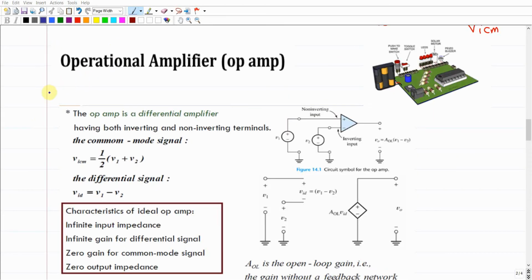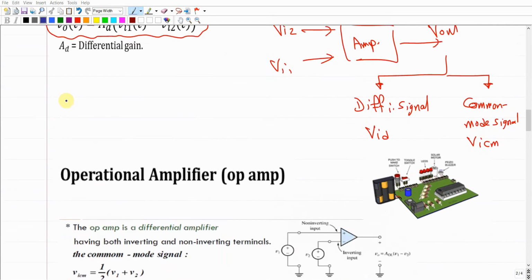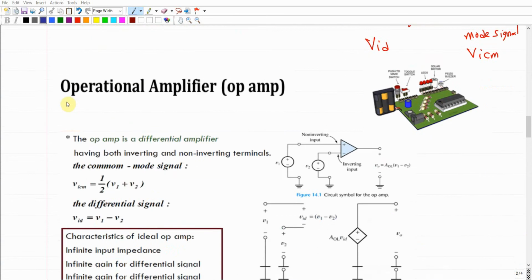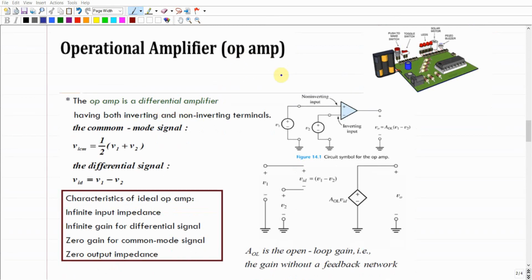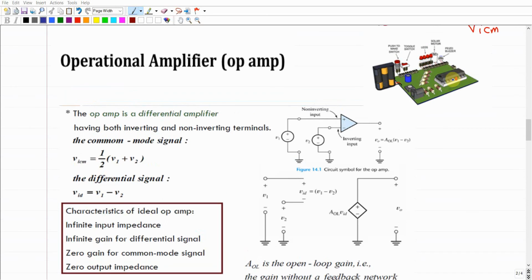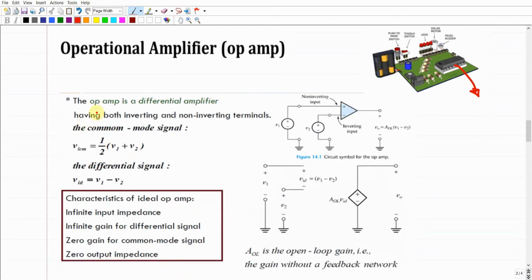All right, so as for the operational amplifier, as we mentioned, it is already a differential amplifier. The abbreviation is op-amp, short for operational amplifier. I'm pretty sure that some of you have seen this amplifier before. This is the operational amplifier that we're going to talk about here. It is one of the essential components used in so many electrical circuits.